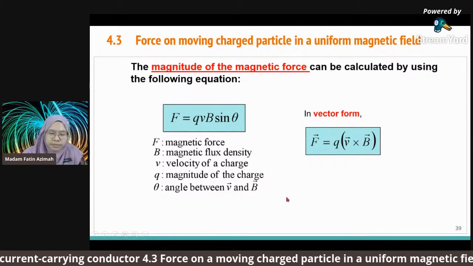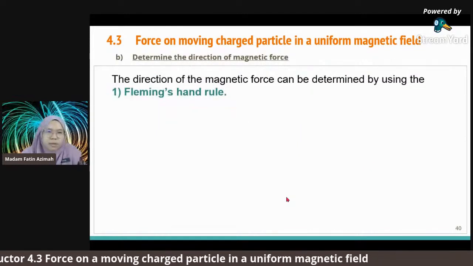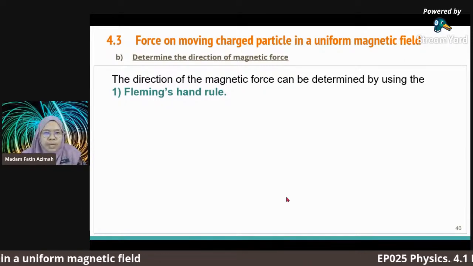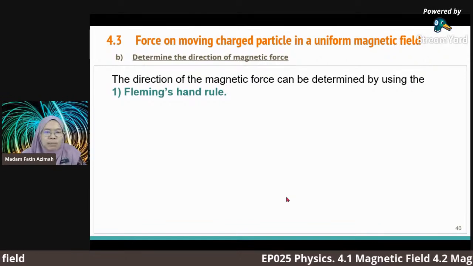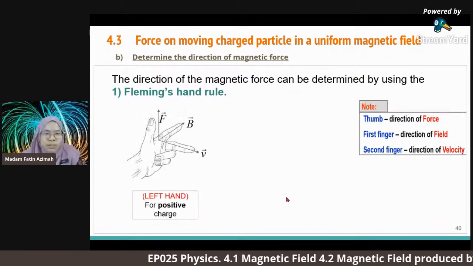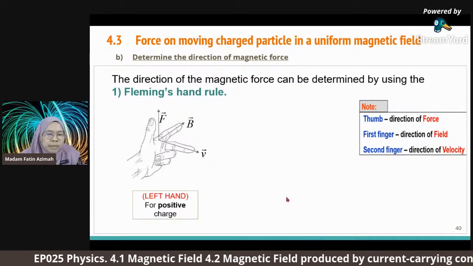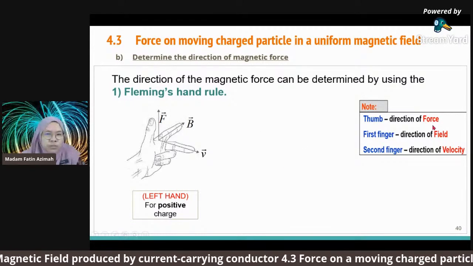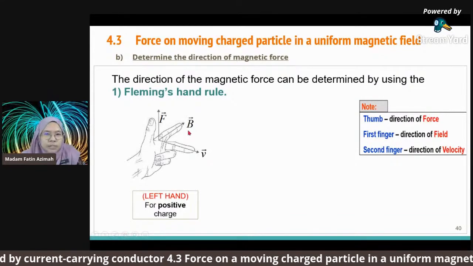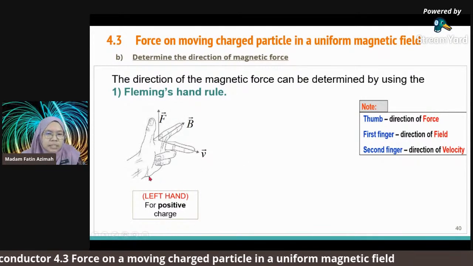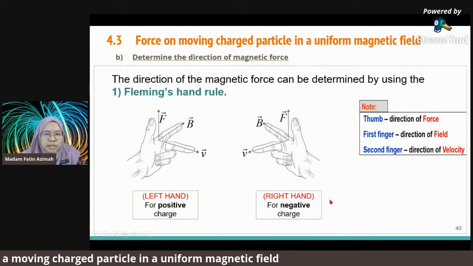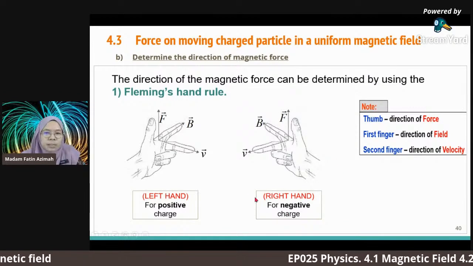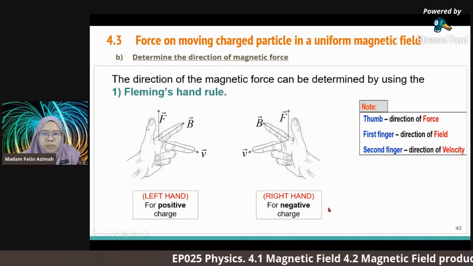Next, to determine the directions of magnetic force, there are two ways. The first one is using Fleming's hand rule. For positive charge, we use Fleming's left hand rule, where the thumb is the direction of the force, B is the first finger and V is the second finger. This is for positive charge. For negative charge, we use Fleming's right hand rule. So you can use the suitable hand for the suitable charge.